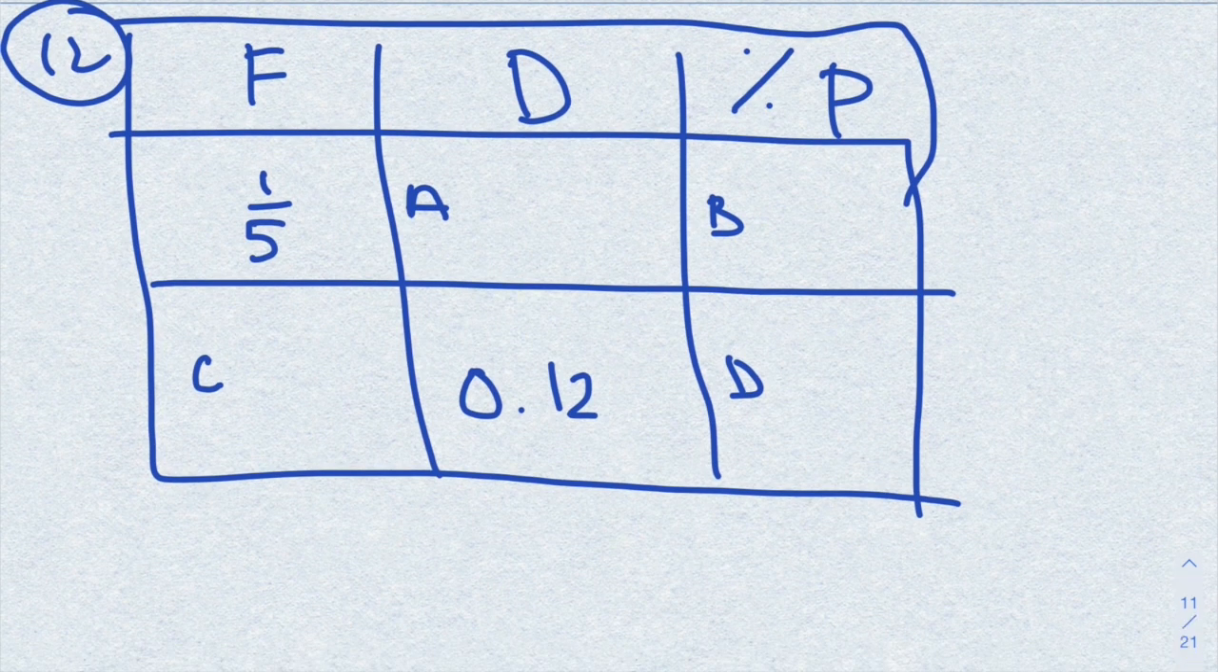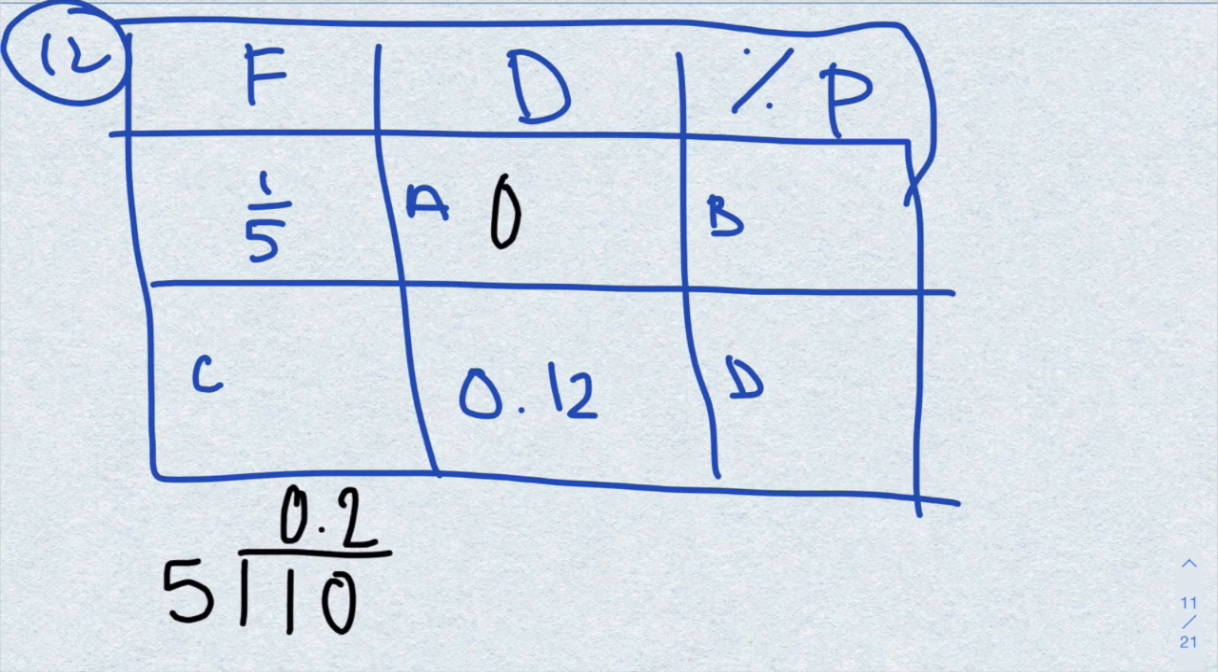Number 12. So the first one gives me a fraction of 1/5. If I don't remember my decimal, I can do 5 fits into 1 0 times. 5 fits into 10 2 times, and that gives me my decimal. I can always divide a fraction to find a decimal. Then to find the percent, I move my decimal over 2 places, and that gives me 20%.